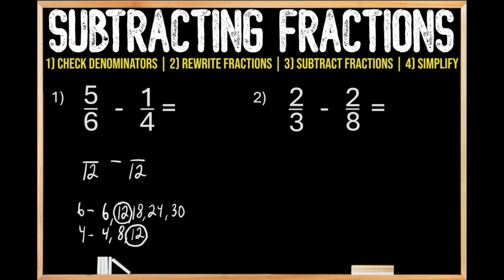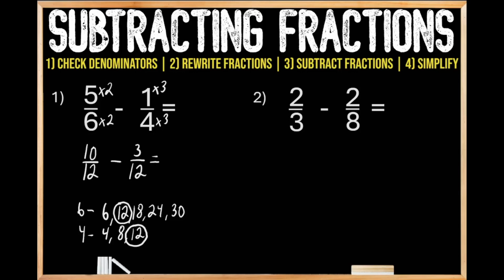For the first fraction, we had to multiply our denominator of 6 by 2 in order to get the common denominator of 12, so we're going to do the same thing to our numerator up top. And when we multiply 5 times 2, we get 10 for the equivalent fraction of 10/12. Now for the second fraction, we had to multiply our denominator of 4 by 3 in order to get the common denominator of 12. So we're going to do the same thing to our numerator up top. And when we multiply 1 times 3, we get 3 for the equivalent fraction of 3/12.